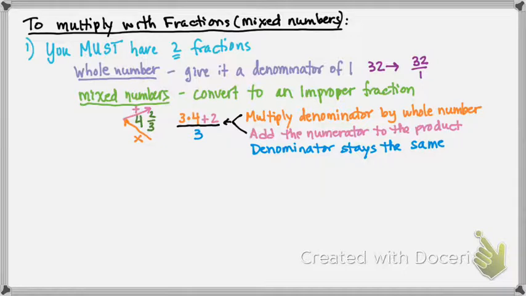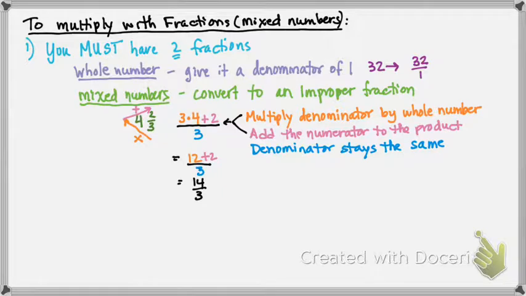So we go ahead and we do our math, and we're going to get 3 times 4 is 12, and then we just write out the rest of it. Plus 2 divided by 3. And then we simplify that, and we get 14 thirds. Okay? So that's the process.